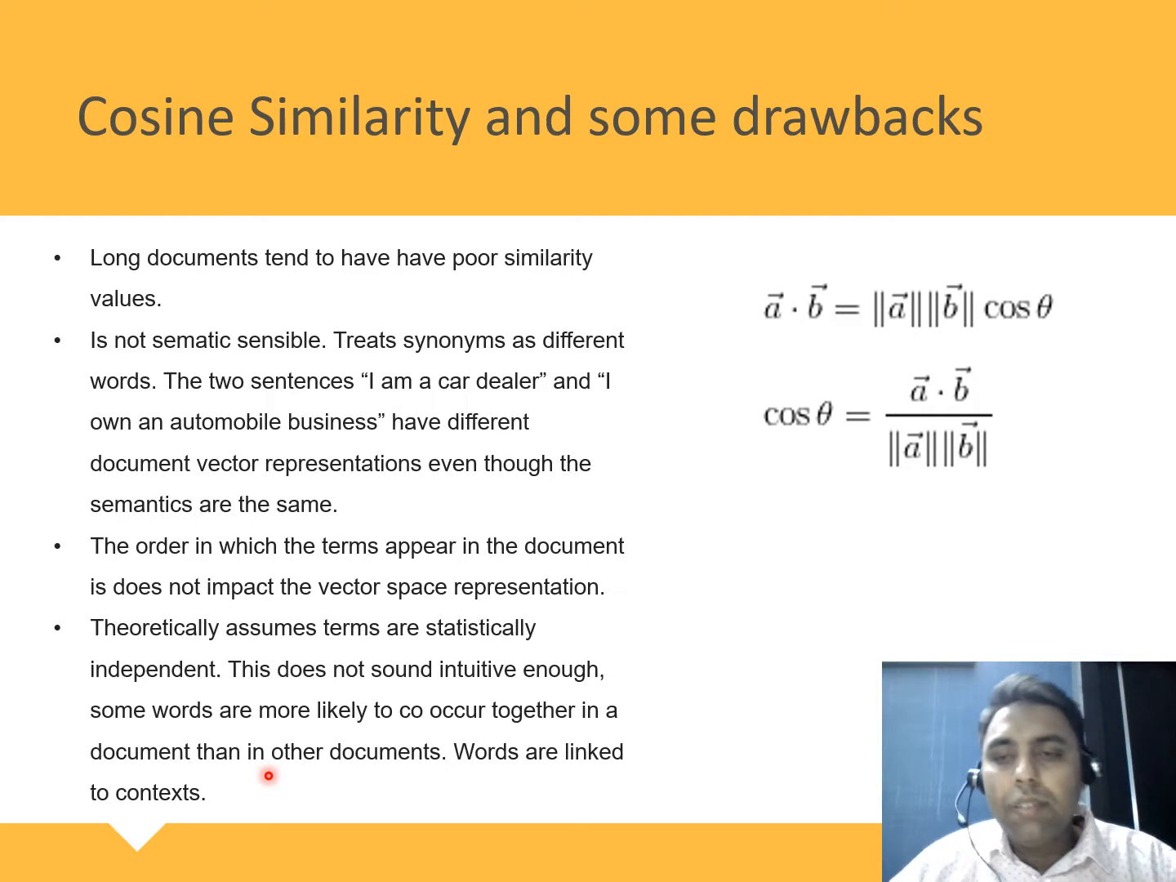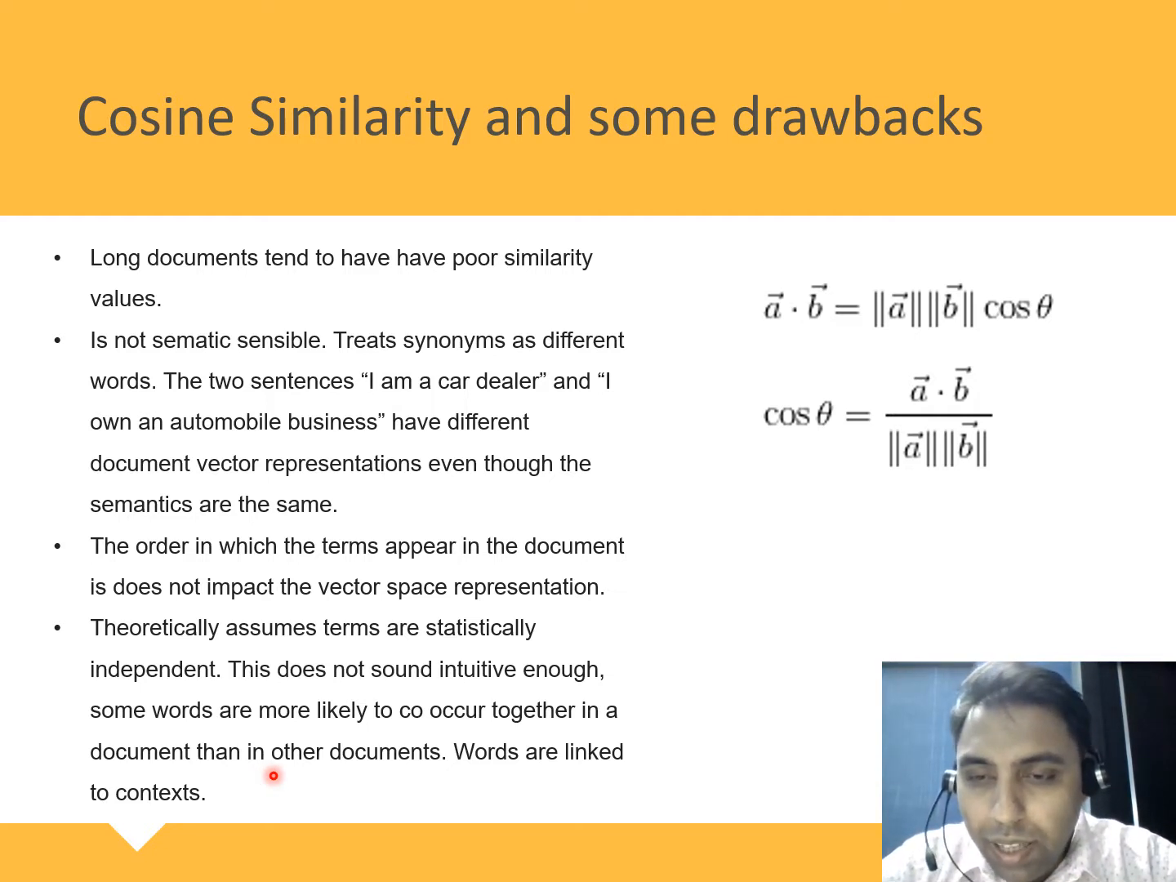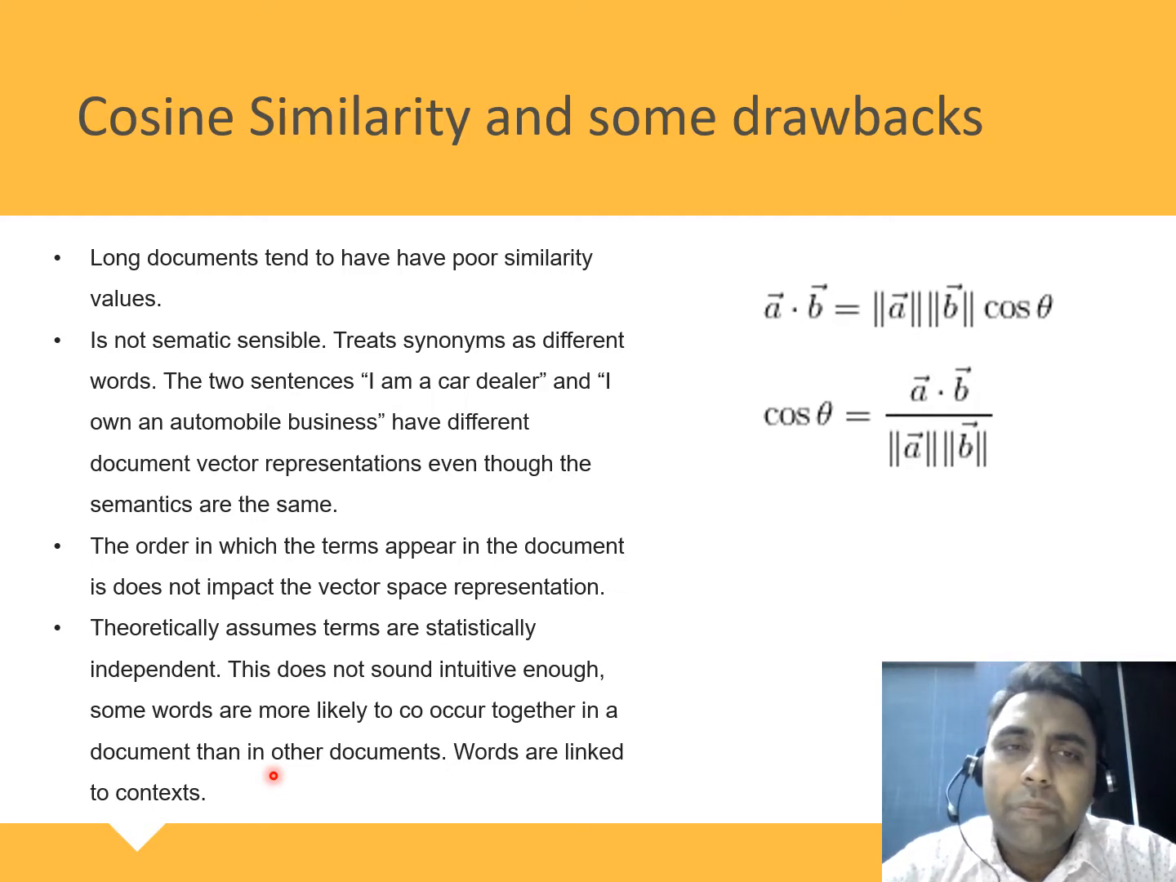The last point is once again quite severe as a disadvantage, and that will again lead us to something that we will discuss in one of the subsequent videos. Cosine similarity assumes that the terms are statistically independent.